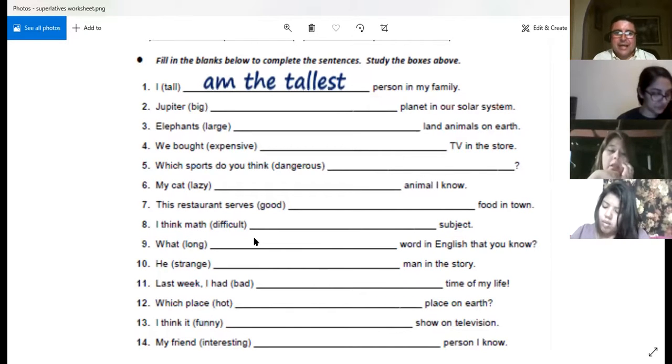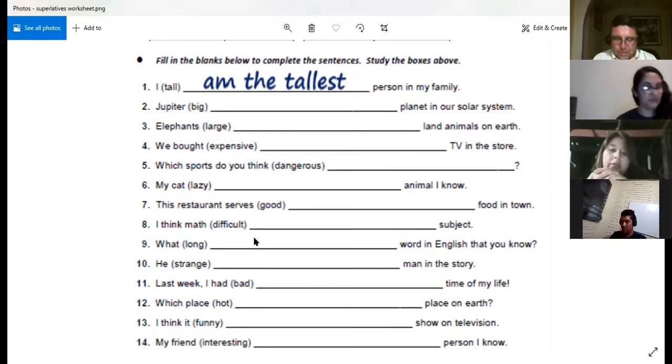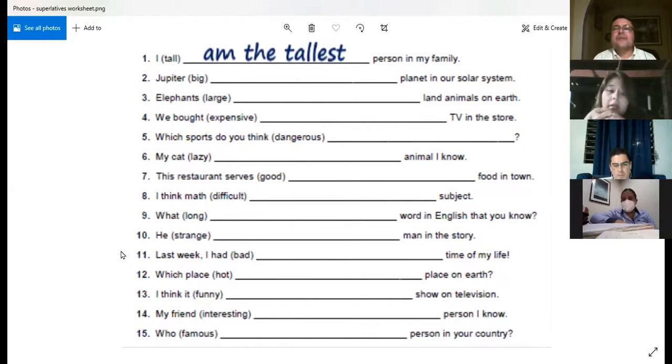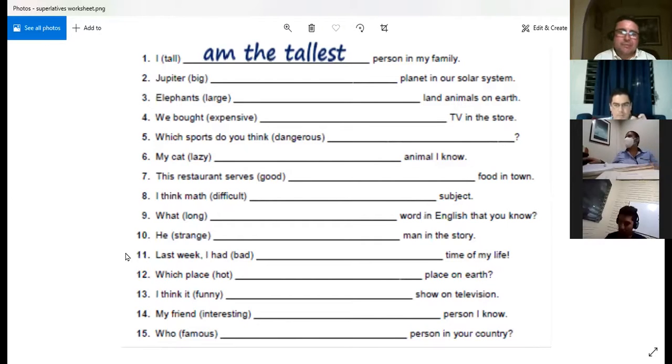Very good. 13. I think it is the funniest show on earth. Excellent. 14. My friend is the most interesting person I know. Very good. And number 15, who is the most famous person in the country. Okay, so who is the most famous person in your country? And you guys said Mauricio Funes, Bukele, Tony Saka, and different ones. All right. Very good. Congratulations. You guys are doing a very good job.